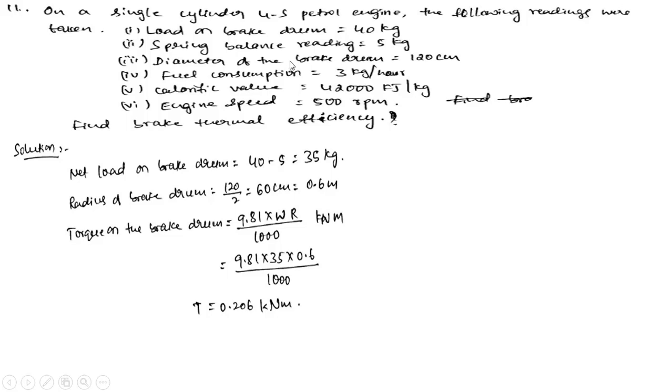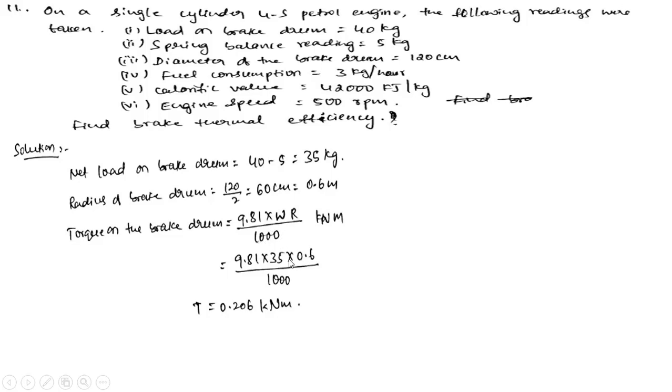If the rope diameter is given, then we need to add the radius of that, but here the rope parameter is not mentioned. So we will take the diameter of the brake drum, it is 120 centimeter. So radius will be 120 divided by 2 is equal to 60 centimeter. It is 0.6 meters. Then torque on the brake drum, here since this is in terms of kg, we will multiply by 9.81 into W into R divided by 1000.